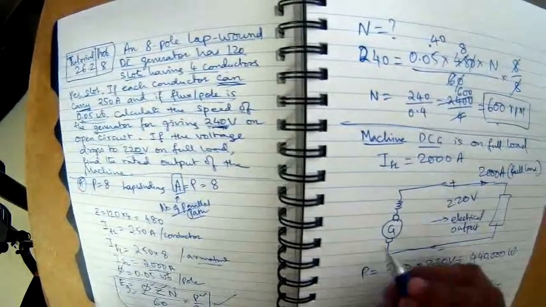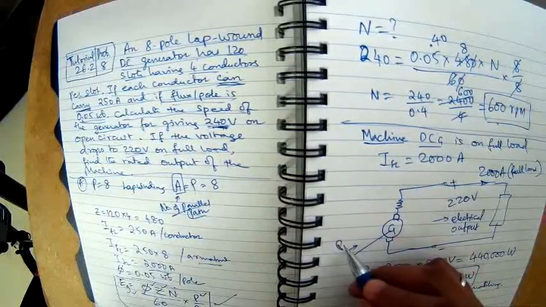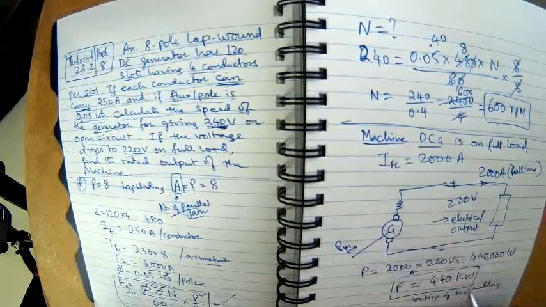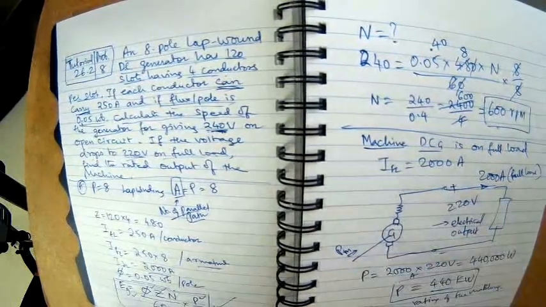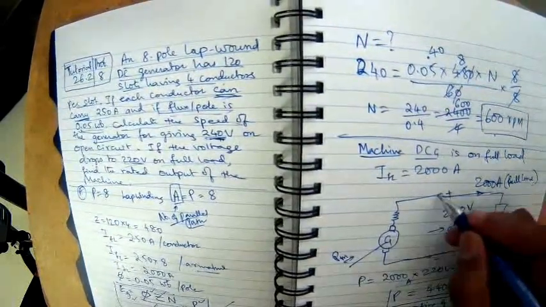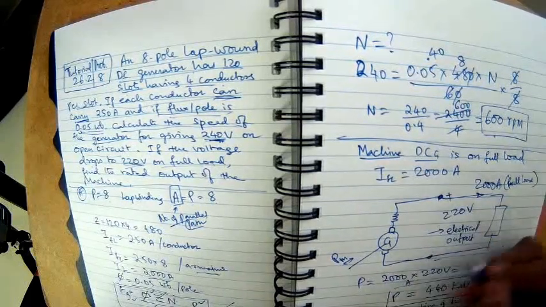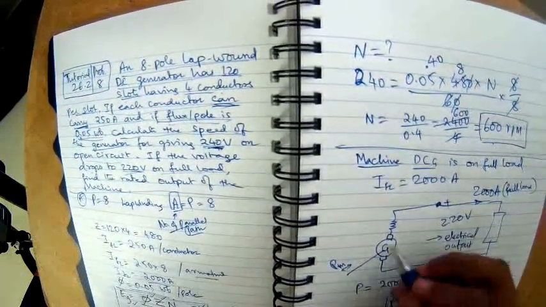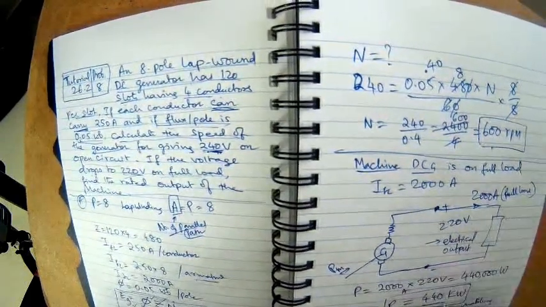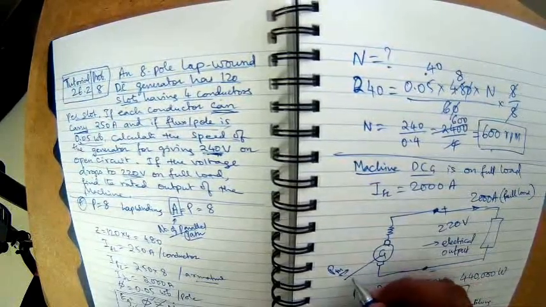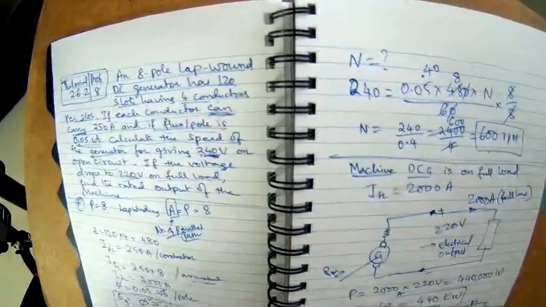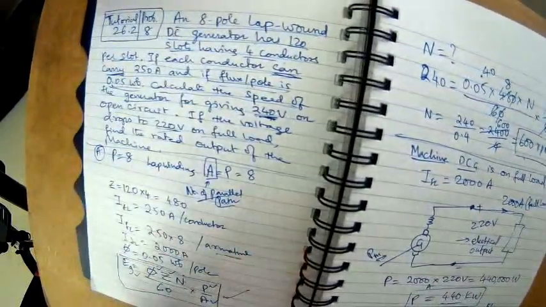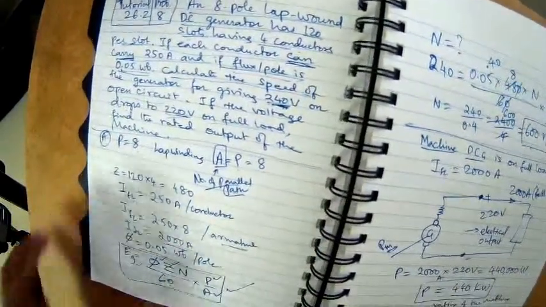So the input of the machine, which is the mechanical input PM, will be more than 440 kilowatts, because it has to account for losses in the machine. So whenever we say rating of the machine, it's the output of the machine. If it was a DC motor and the rating was, let's say, 100 kilowatts, that's the mechanical output of the machine, whereas the input might be more than 100 kilowatts. I think with this short problem, we had learned something.